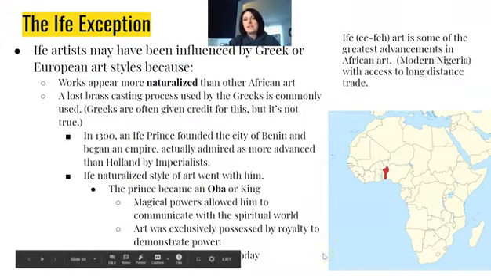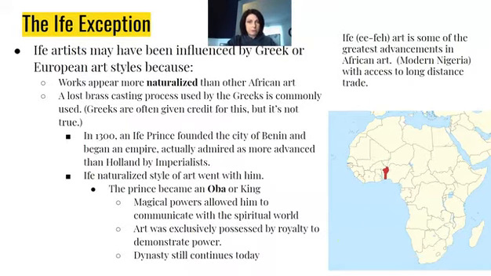And that Ife style of naturalized art kind of went with him because he was an Ife prince. All right. So the way that the Ife were creating their art really influenced this. But even what Europeans would consider naturalized wasn't that naturalized in African art. It just was more than, let's say, other African cultures that they saw. And the first prince or king of the Benin kingdom became the Oba, all right?